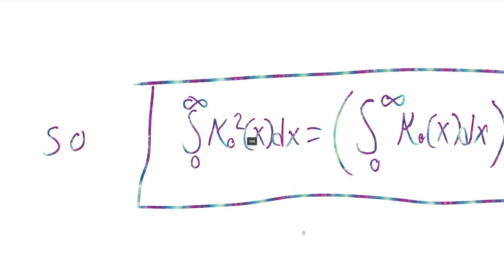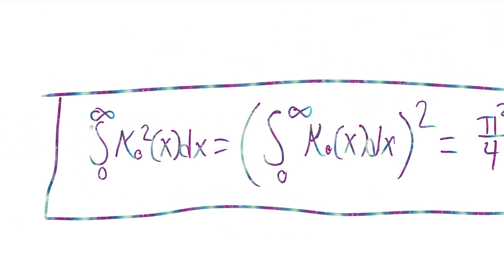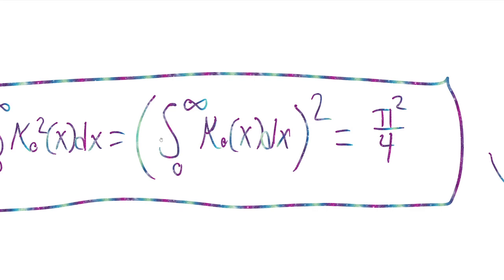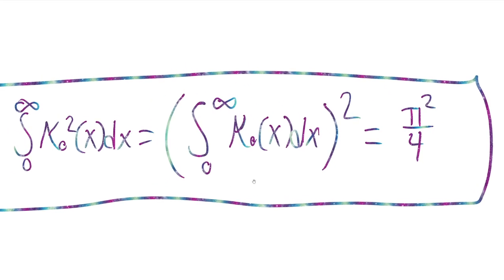What we can say is that the integral of this weird, bizarre function squared is equal to the integral of that function quantity squared, which is a very strange property that does not exist for most functions.